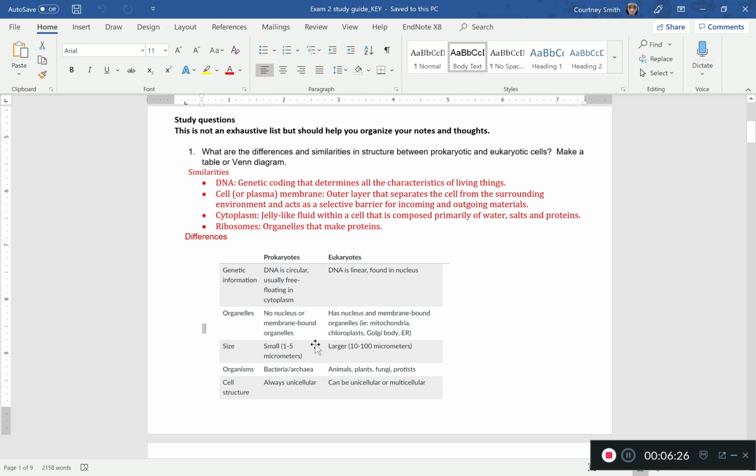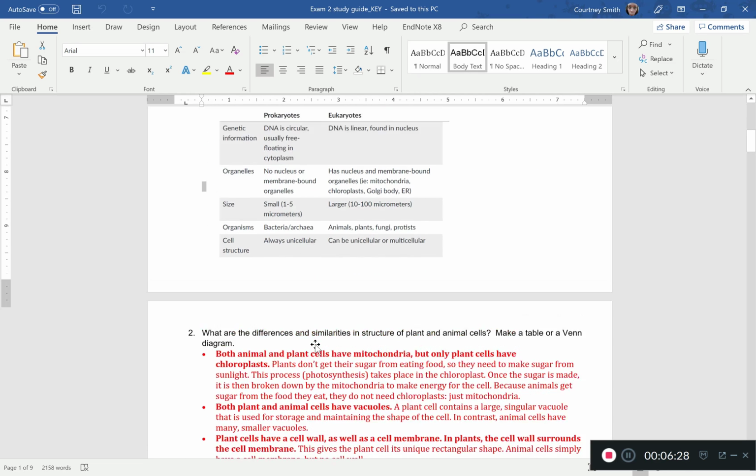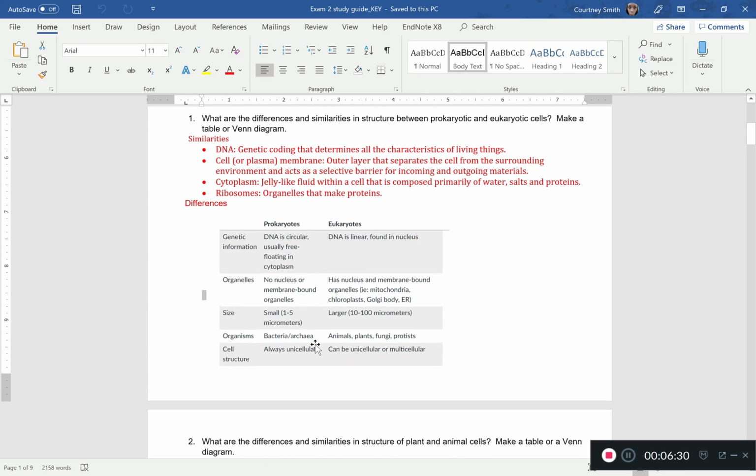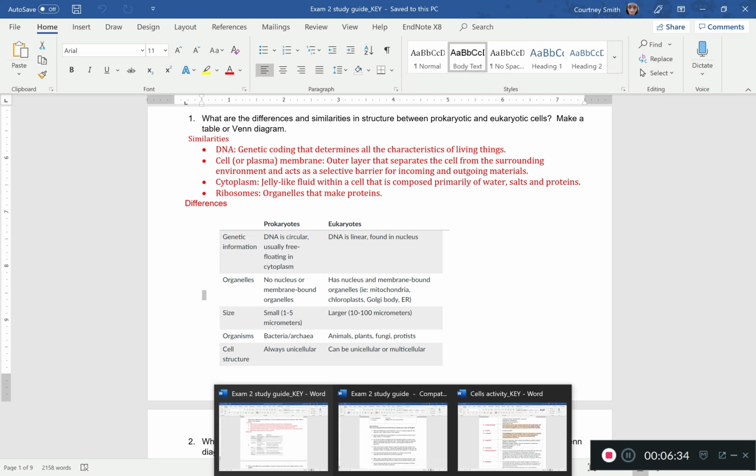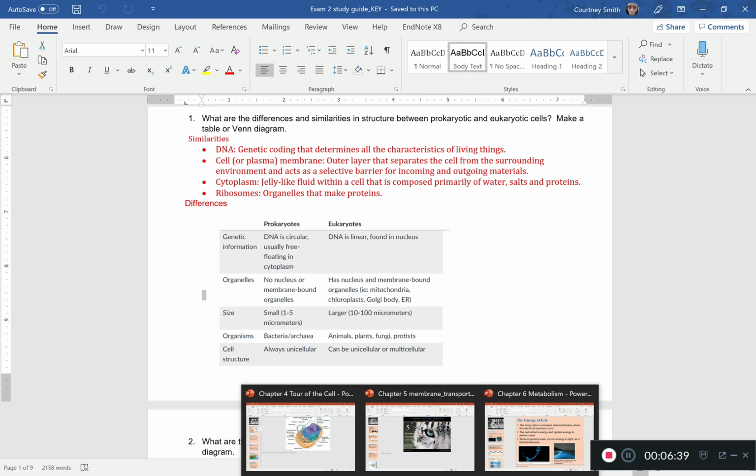Okay, so that wraps up our first question. So our second question is going to be, what are the differences and similarities between an animal and a plant cell? So we've already talked about a lot of stuff about animal cells. So now let's go ahead and talk about a plant cell.